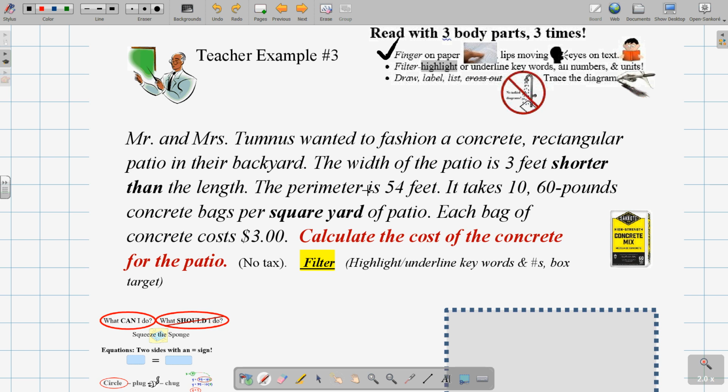Now we're going to highlight and underline keywords. They wanted a rectangular patio. The width is 3 feet shorter than the length. Very important. That is an equal sign. So let's write it like this. The width is 3 feet shorter than the length. So the length minus 3 feet is the width. The perimeter is 54 feet.